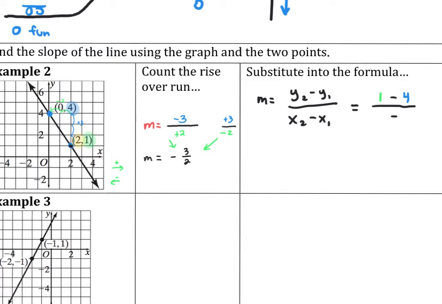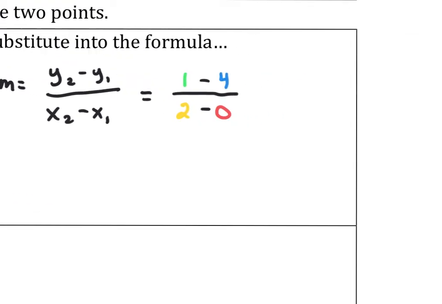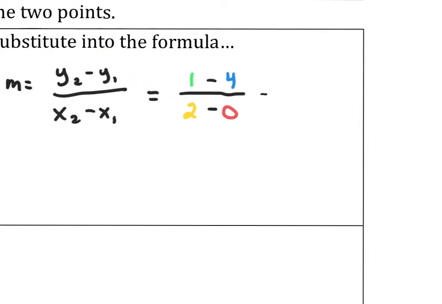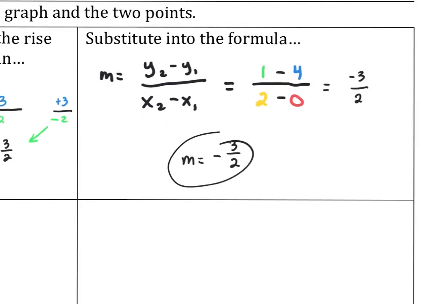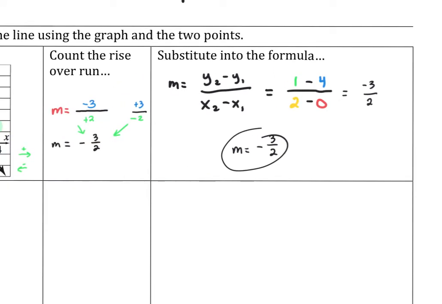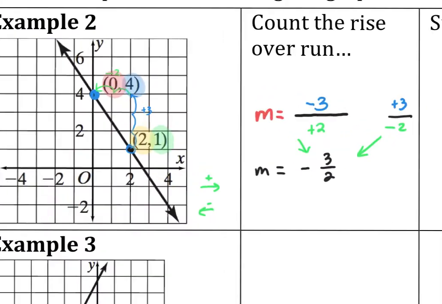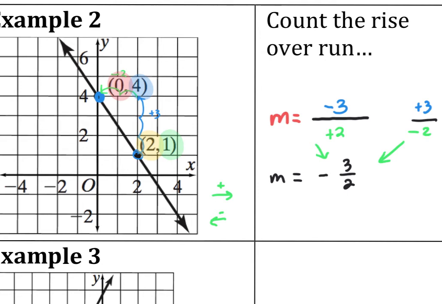Okay, so what about the other one? The x2 is this one. My second x is the 2, and my first x is the 0. So we say 2 minus the 0, like that. And now we just simplify things. The numerator becomes -3, the denominator becomes 2. Great, and now I can simplify it by putting the negative in front of the fraction, right there. And there we go, -3/2.